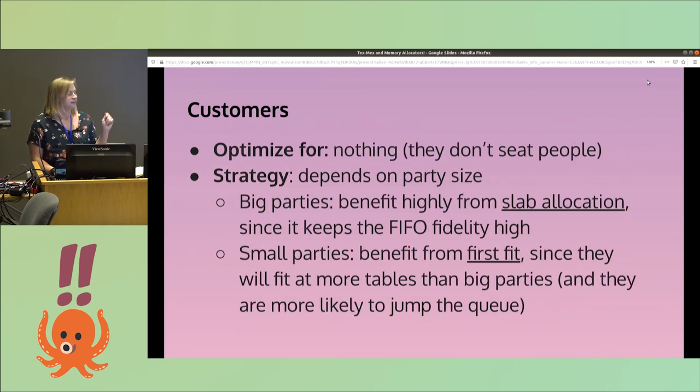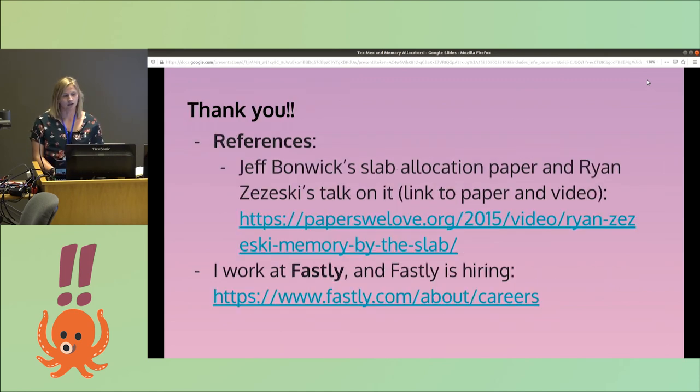Customers don't get to see these strategies, but they might have a preference depending on their party size. So if you're a big party, you're definitely going to benefit from slab because you'll probably be seated in about the order that you came in, which is great. Come in with 12 people and get seated within an hour, that's great. But for smaller parties, you're going to benefit more from a first fit strategy because you will probably jump in the queue since you can fit at many more tables than big parties.